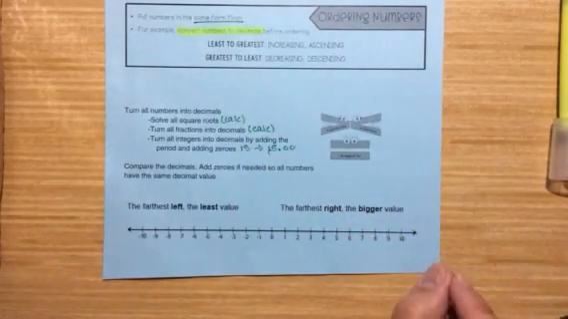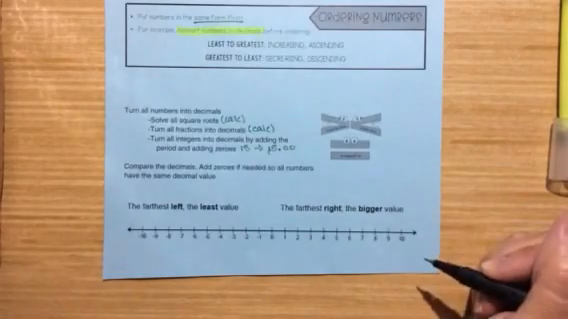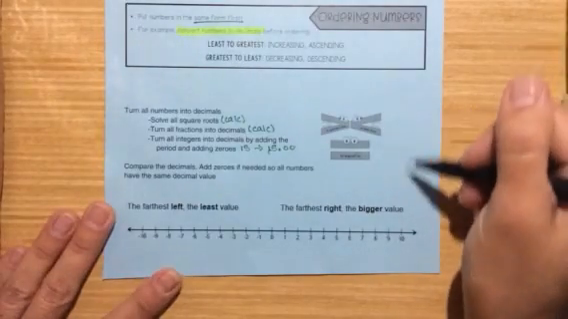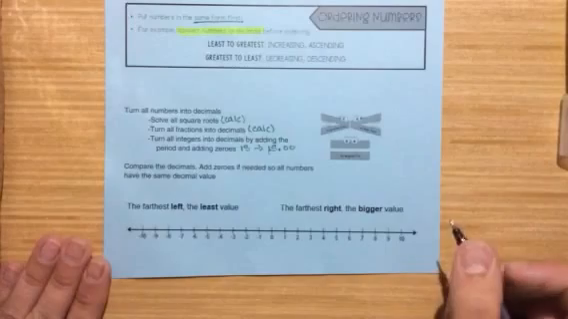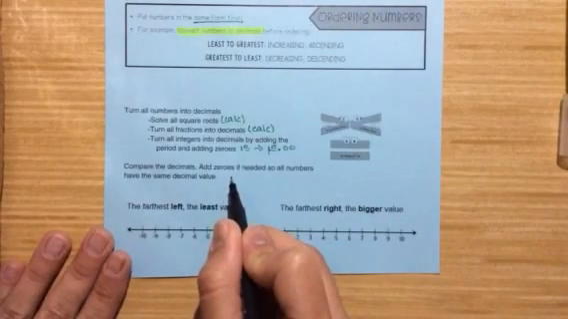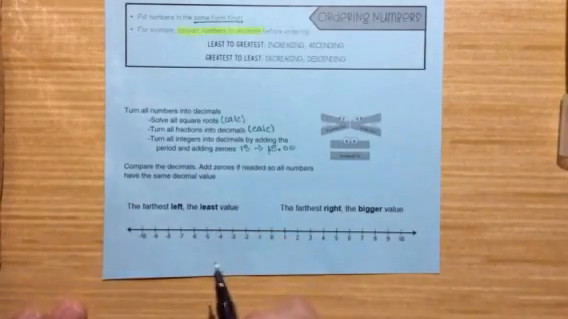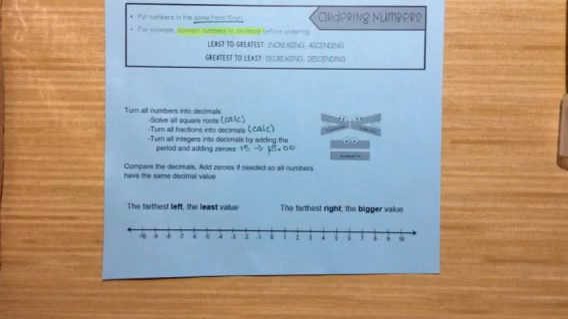Now, once we have done that, we are going to compare all of the numbers vertically. That means in a list, and I'll show you a couple of examples here. If we need to add zeros, we're going to go ahead and add zeros so that all of the numbers have the same decimal value.